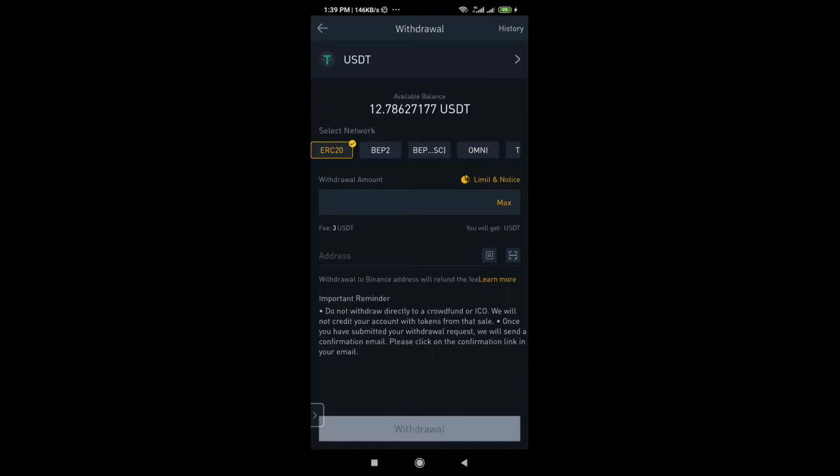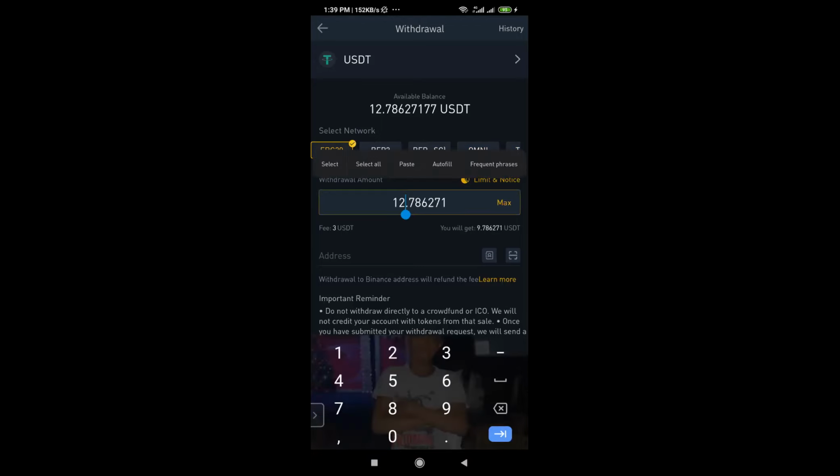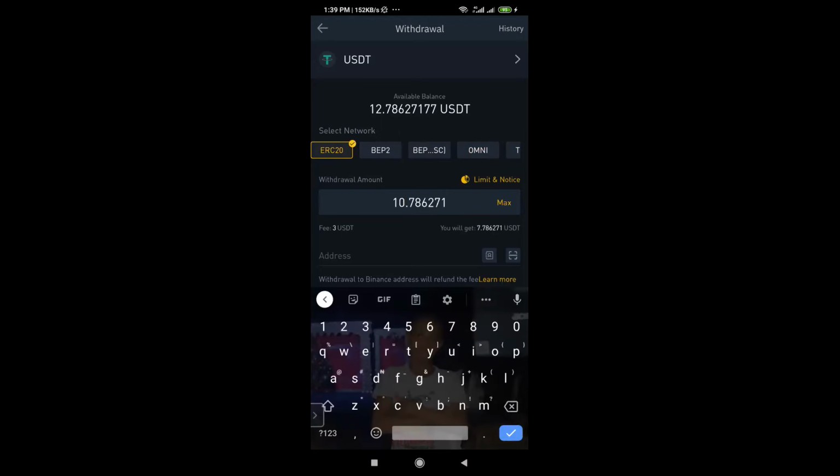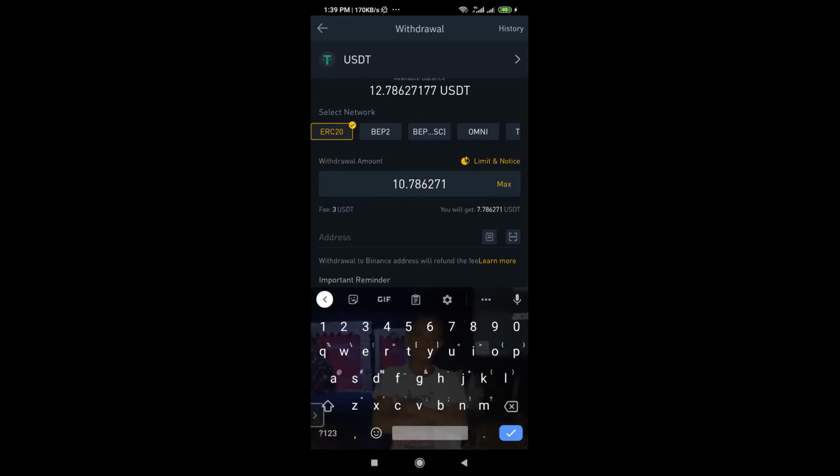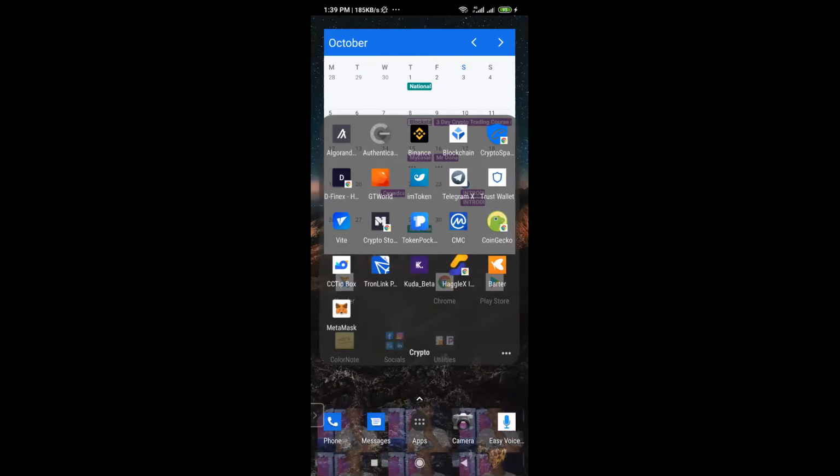I include the amount of USDT I want to withdraw. Maybe I want to withdraw just 10. Click on 10. And then here, I will just paste my wallet address. Okay, let me show you. Let's go to Trust Wallet.